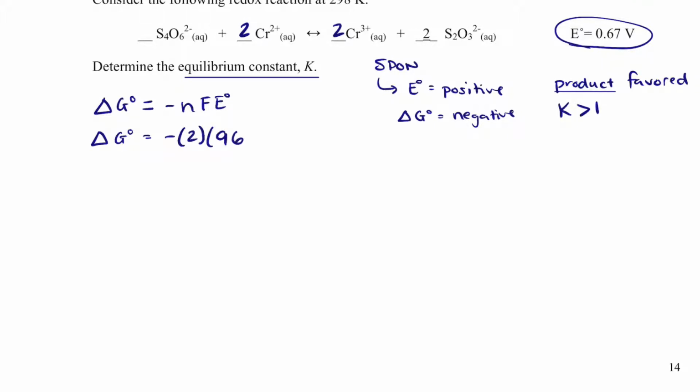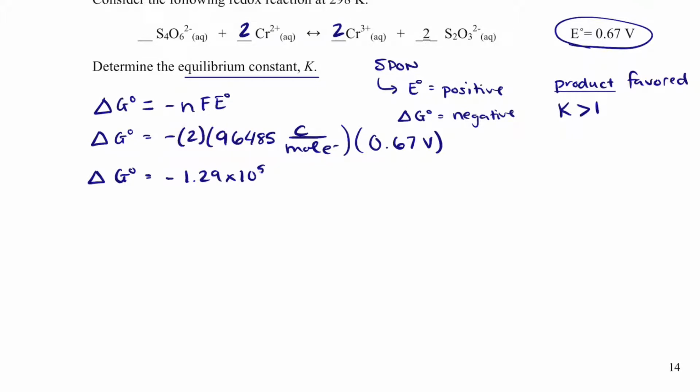Faraday's constant is 96,485 coulombs per mole of electrons. And then the voltage is given, 0.67 volts. And when I solve for delta G, it's going to be negative 1.29 times 10 to the 5th joules per mole. And it is very common for a delta G value to be very large, like we see here, in terms of its times 10 to the 5th. And it's negative, which is what we anticipated because we had a positive voltage.